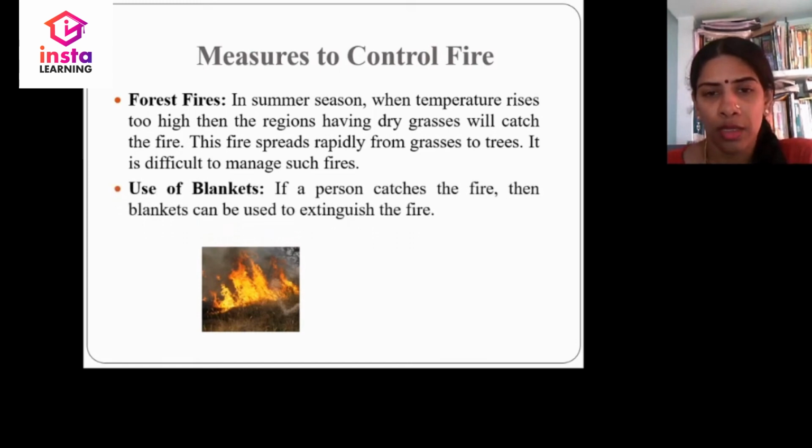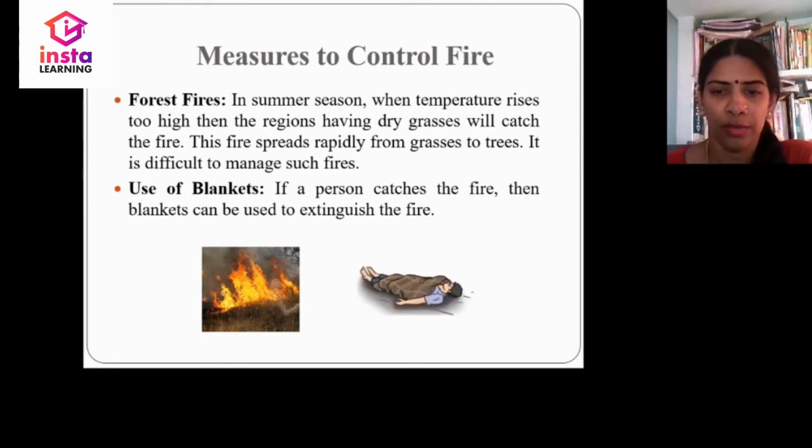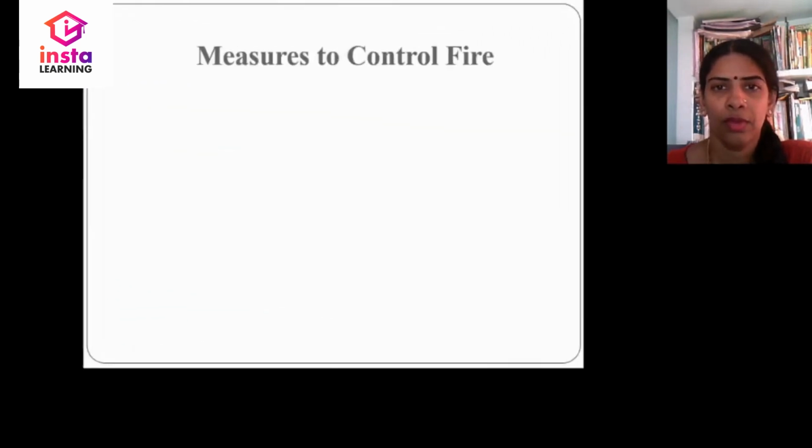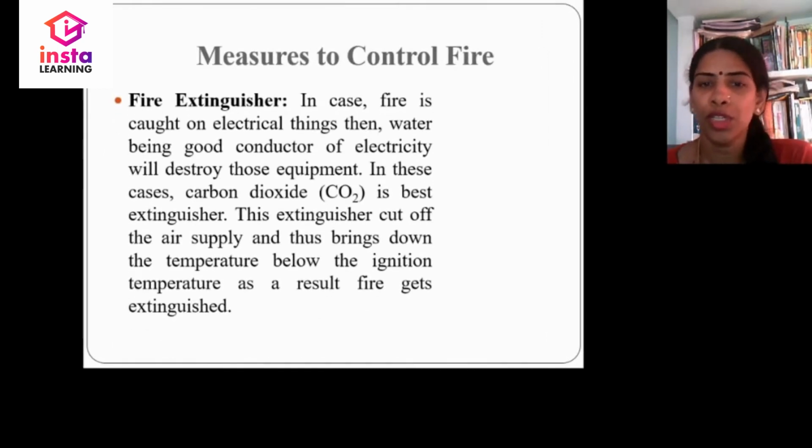Use of blankets. If a person catches fire, then we would use blankets to extinguish the fire. What are the measures to control a fire? Next is the fire extinguisher.